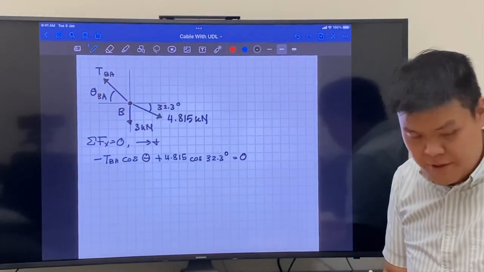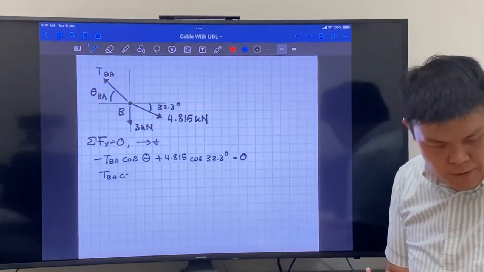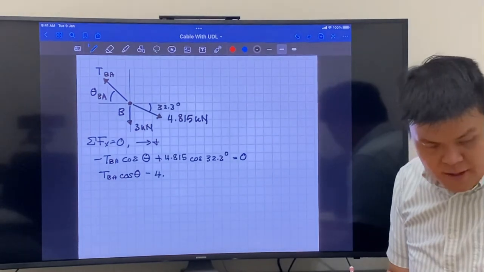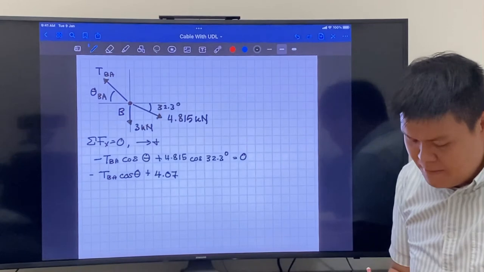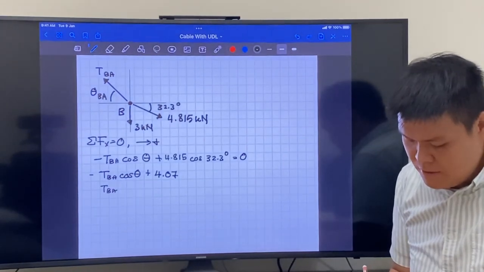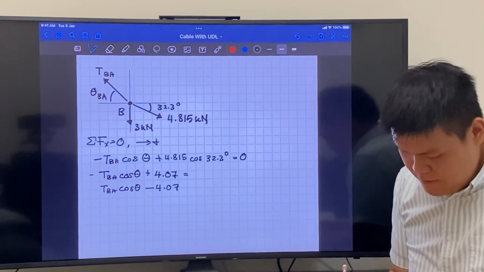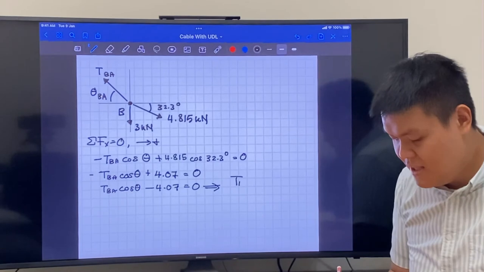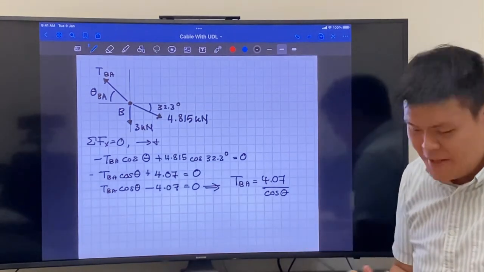Now, rearranging and calculating it, TBA cosine of theta minus, this all becomes 4.07. I won't skip a step, you might get confused if I do. So minus 4.07 equals 0. So we rearrange this to get TBA equals 4.07 divided by cosine of theta.